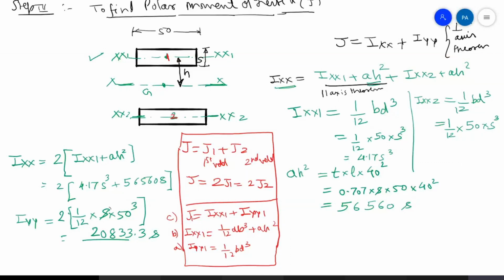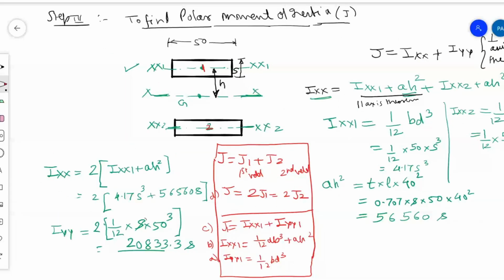So let me say it as J1, and then this is J finally. So how do we find Iyy? Iy we found by using this formula, 1 by 12 s into 50 cube. Ixx is Ixx1 plus A h square. Now in this you can reduce the calculation a little bit. How you can reduce the calculation?